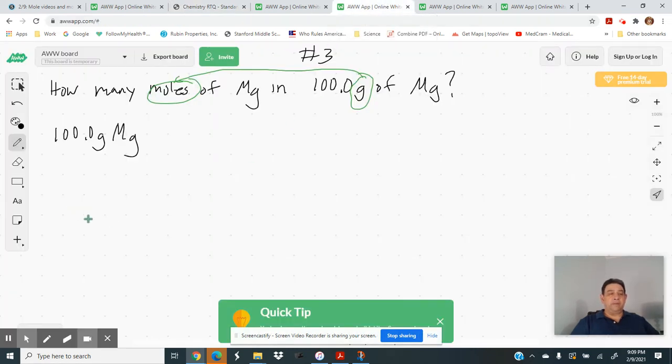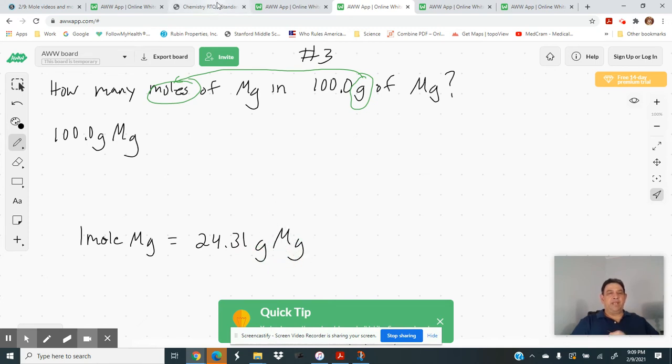1 mole of magnesium, I'll write this down here. 1 mole, oops, sorry. Sometimes I hit that button and it gets stuck there. 1 mole of magnesium equals 24.31 grams.